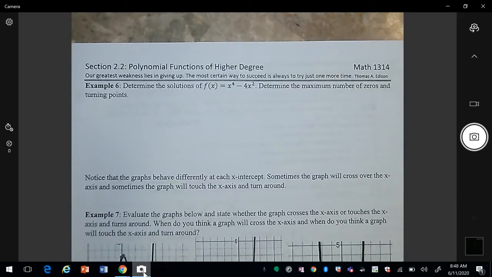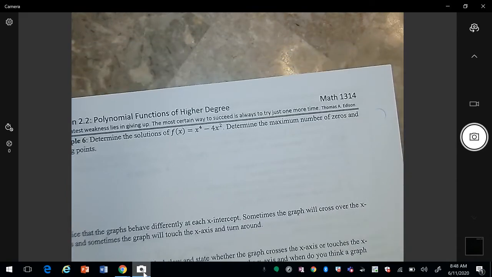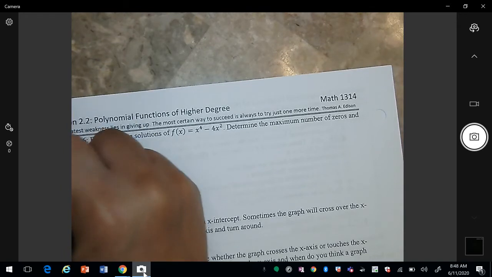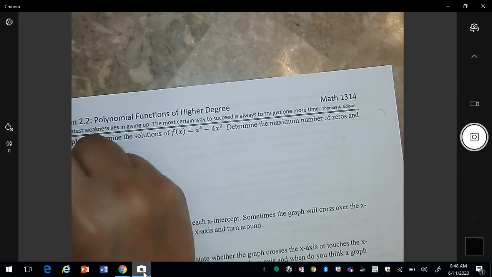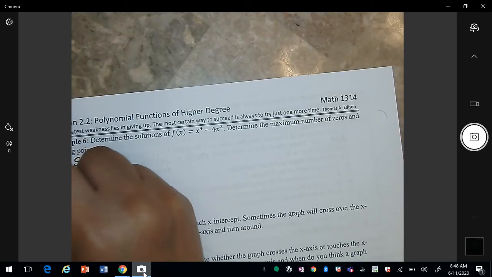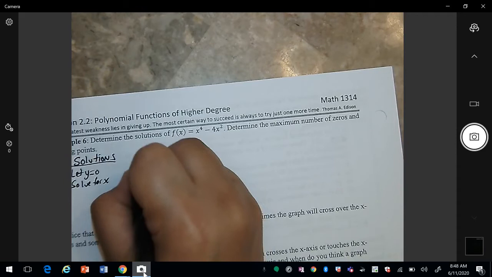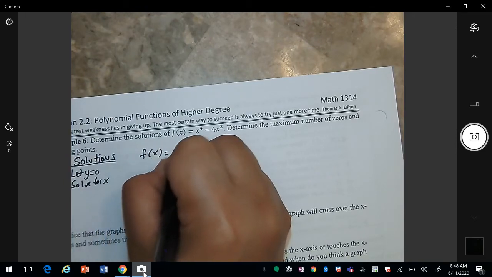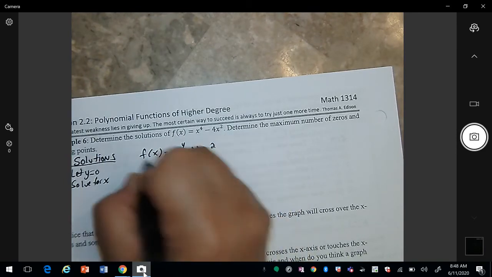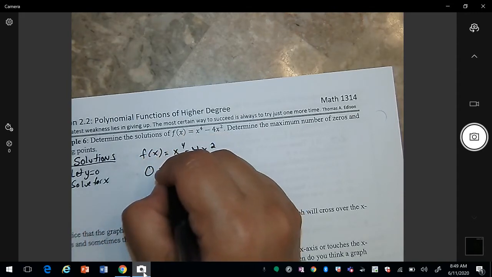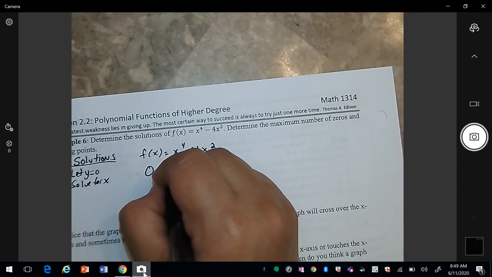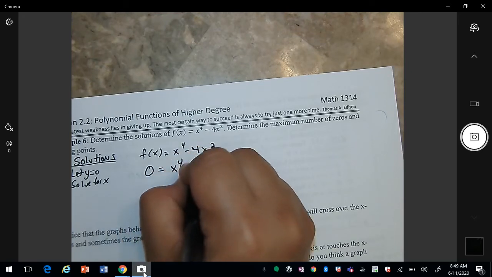Example 6, determine the solutions of f of x equals x to the fourth minus 4x squared and determine the maximum number of zeros. Whenever they ask for solutions, that still means the same as zeros and x-intercepts, so we're letting y equal 0 and solving for x. So here's my function. We get 0 is equal to x to the 4th minus 4x squared.